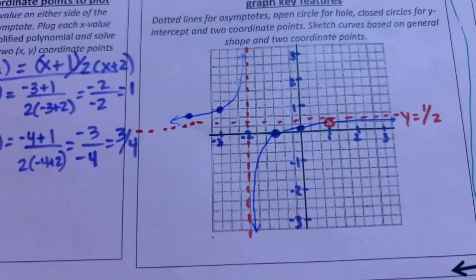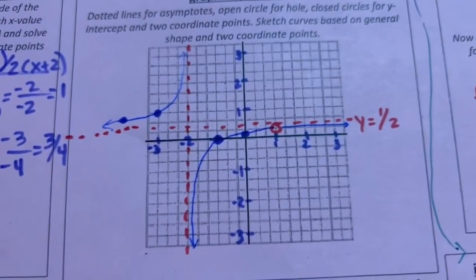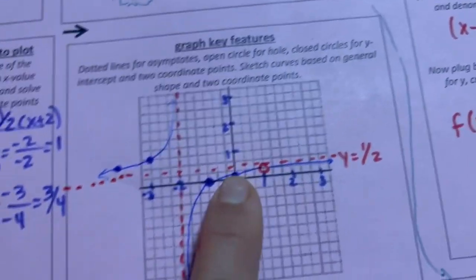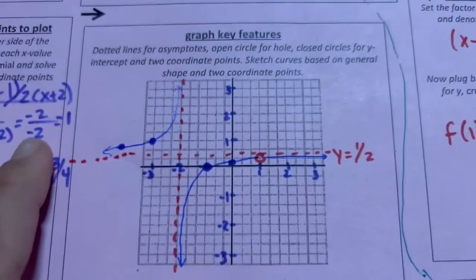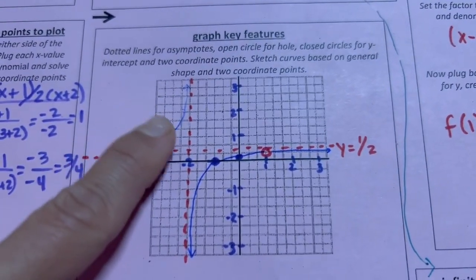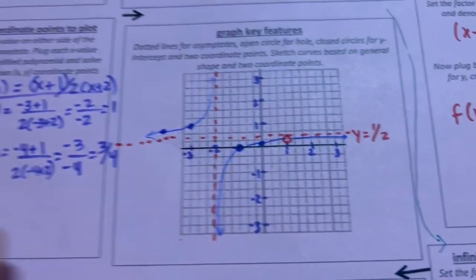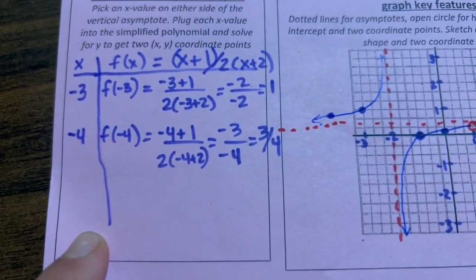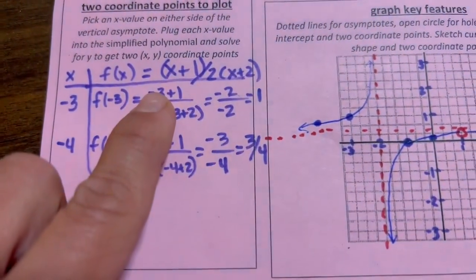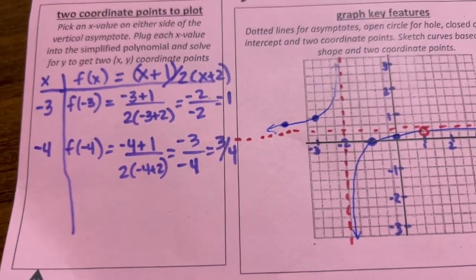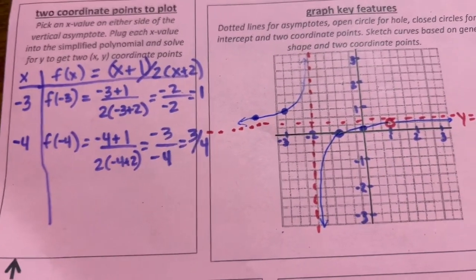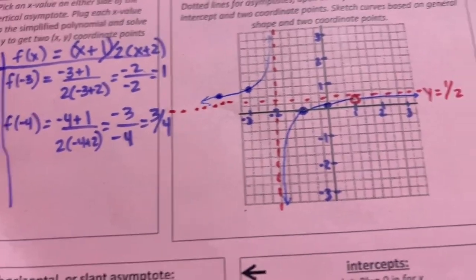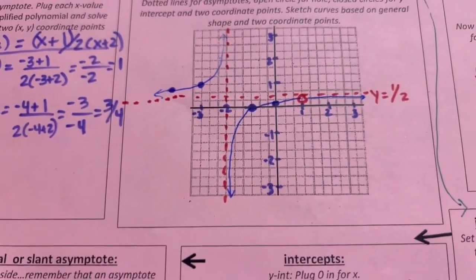I get all these important parts graphed, and then I have to add to it. So when I plot my intercepts, the hole, I notice I don't have anything on this quadrant of my graph. So I plug in some points. I picked -3 and -4. I plug them into the simplified form of the function, got their respective outputs. That gives me just a few more dots on my graph, and I'm able to plot the rational function.